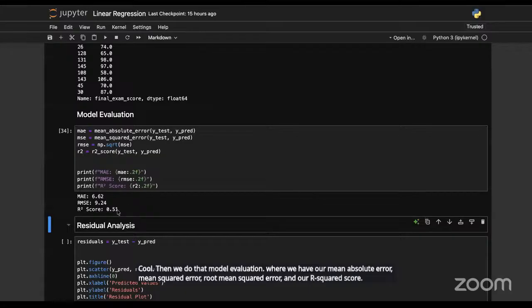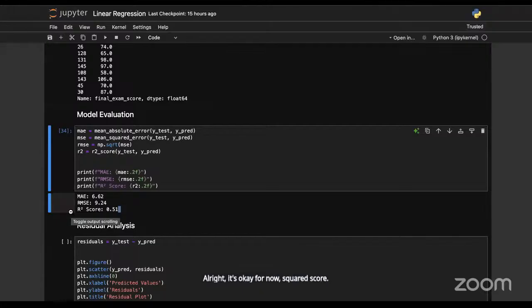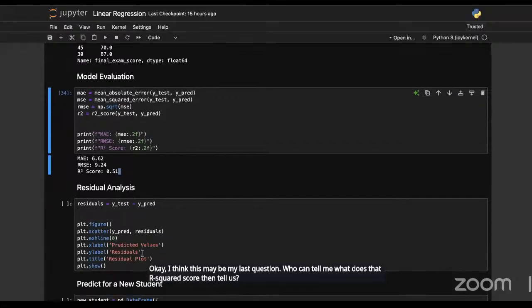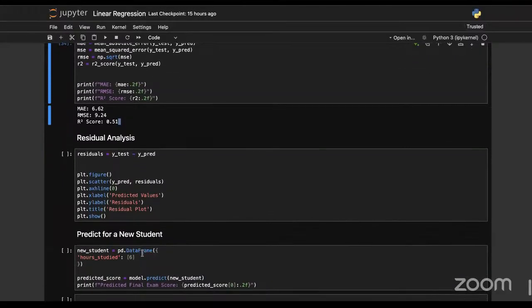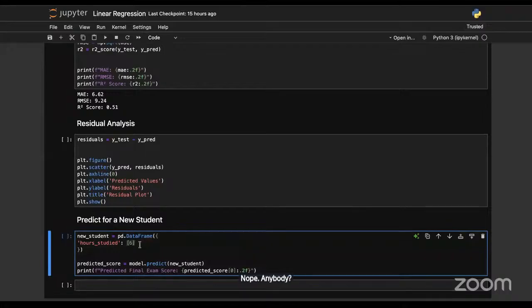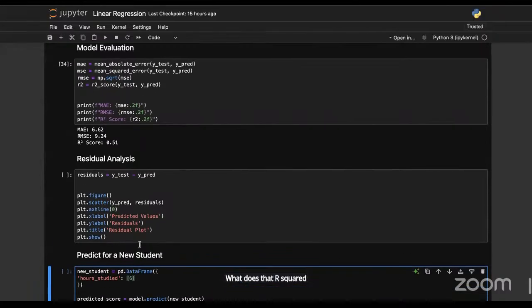So R squared wouldn't necessarily say it's that high. All right, it's okay for an R squared score. That means what? Okay, I think this may be my last question. Who can tell me what that R squared score then tells us? Anybody? What does that R squared score tell us?